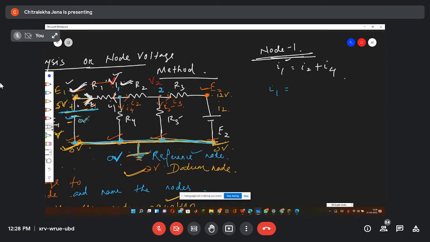So here, what will be your I1? Just use your Ohm's law. Ohm's law tells that the potential difference divided by the resistance will give you the current, right? So I1 will be equal to how much? E1 minus V1. That is the potential difference across this particular branch. I am concerned with this particular branch because the current I1 is flowing in this branch only. So E1 minus V1 divided by R1. Clear to all of you?